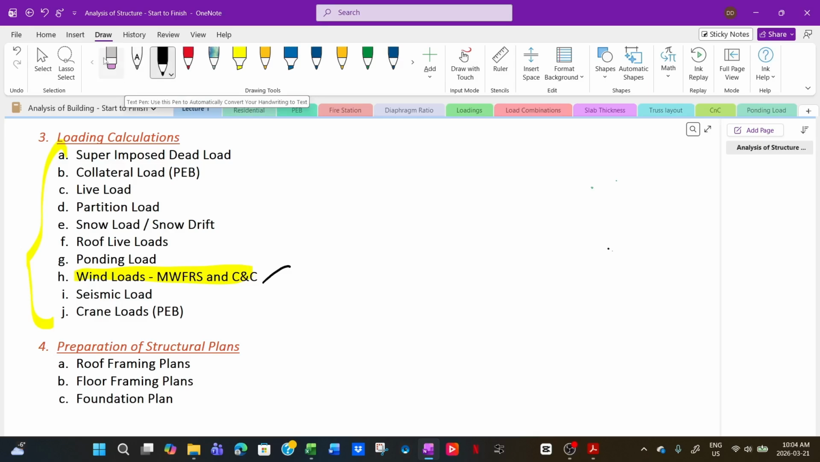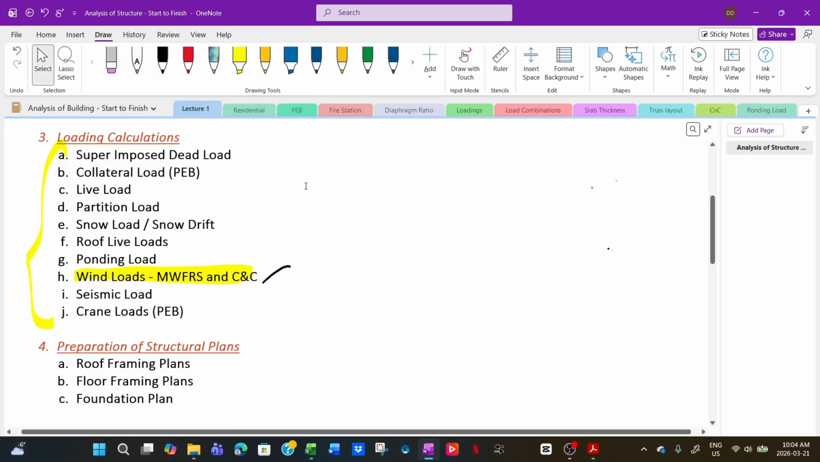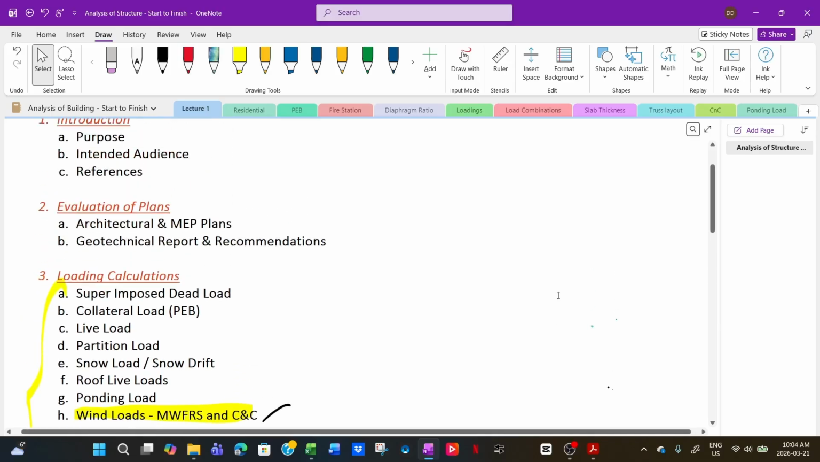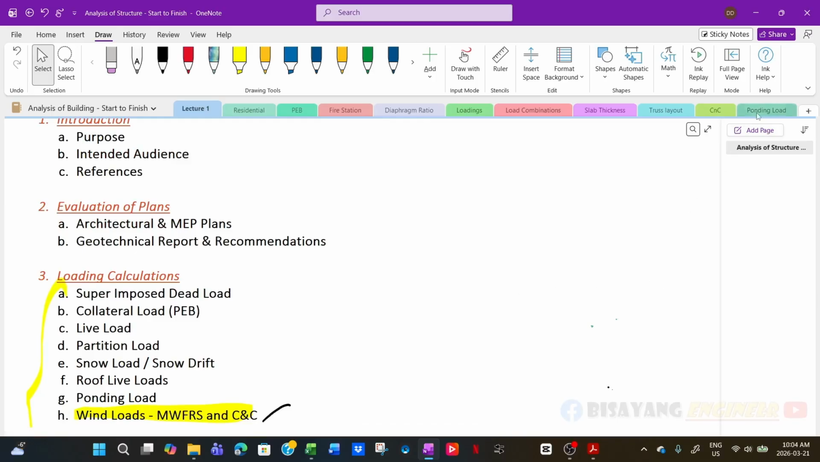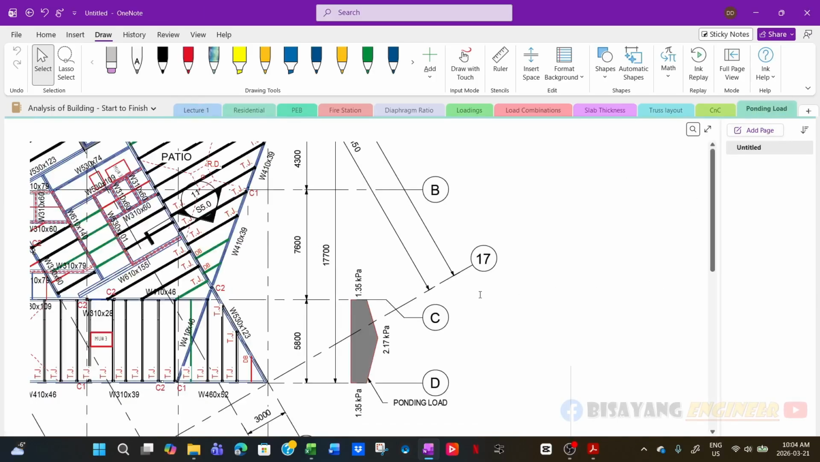Oh, by the way, from last video, I said that I will show you a framing plan with the ponding load. So this one. So this is from a project. I think it was before COVID time, so it's been a while. So this is a roof framing plan.